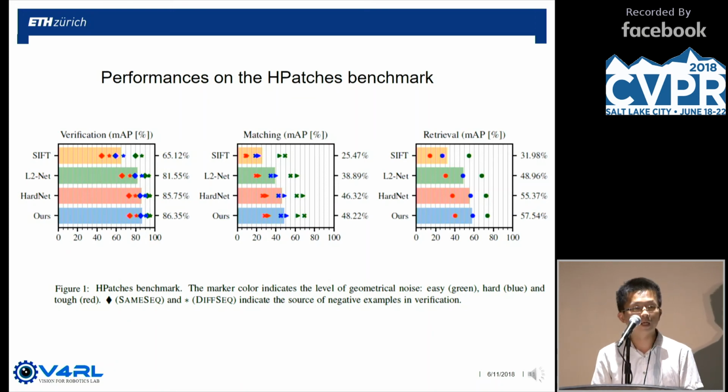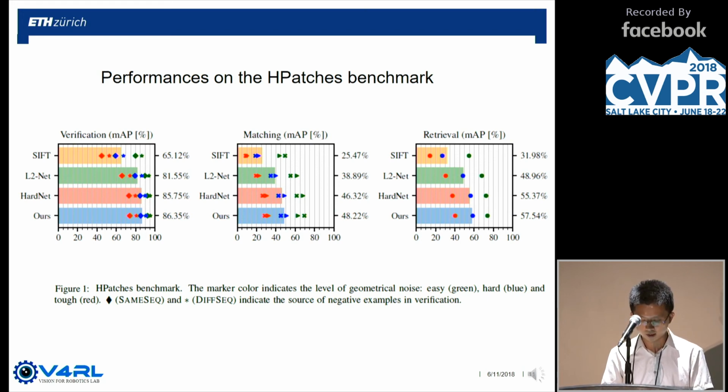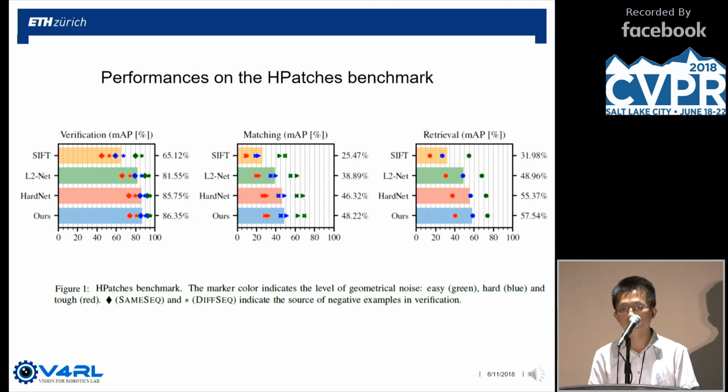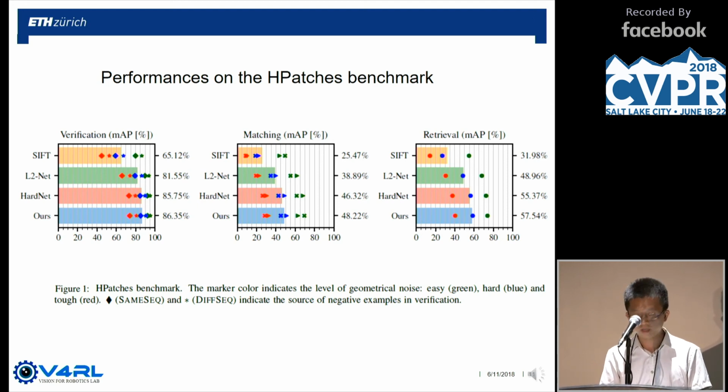We also report results on the H-Patches benchmark. So we compare our algorithm with L2Net and HardNet. Different types of noise were added to the dataset to test the robustness of the network. We report the mean average precision, and larger is better. So you can see that our network still achieved the best in all 3 testing cases.